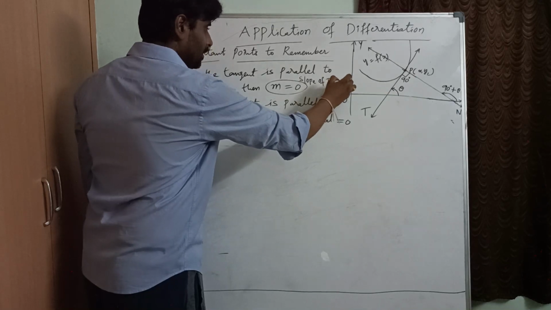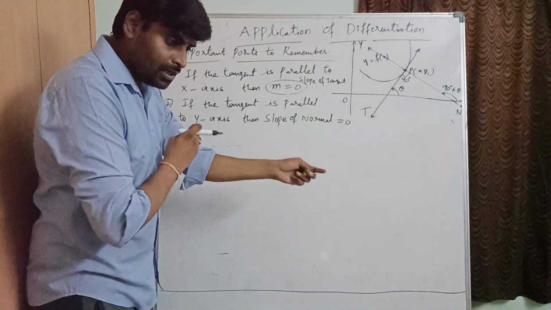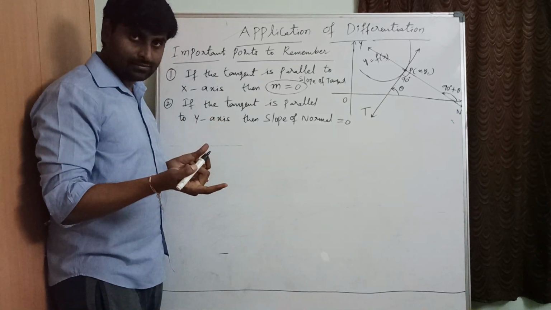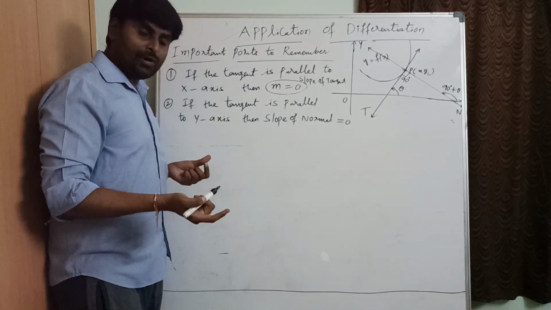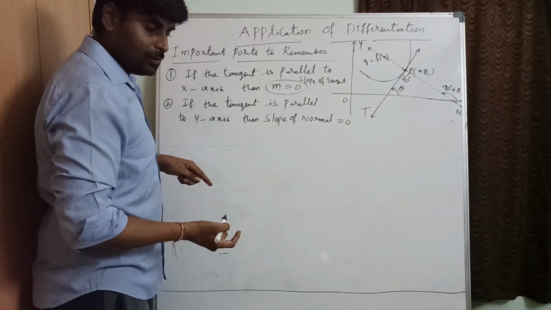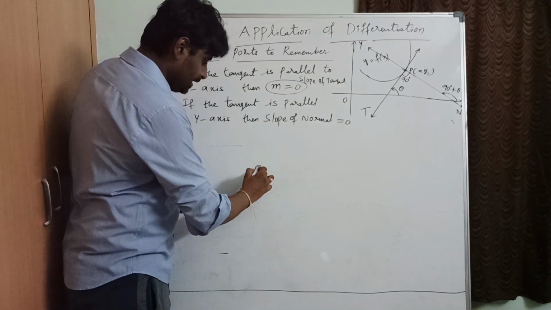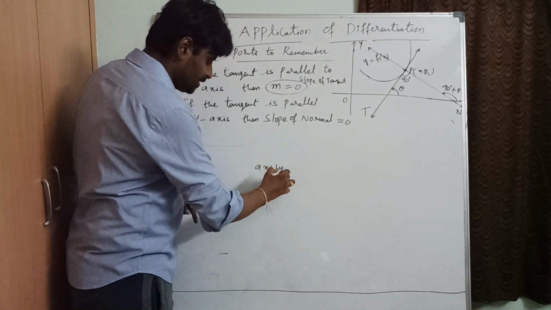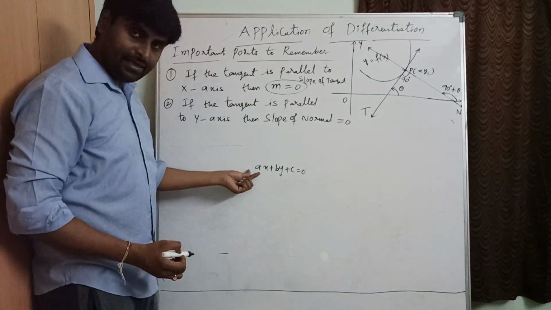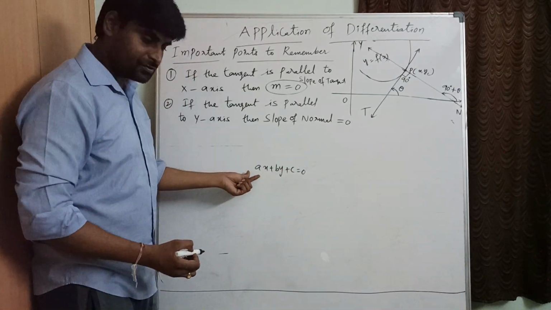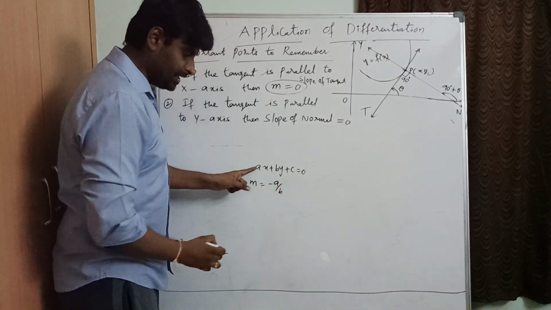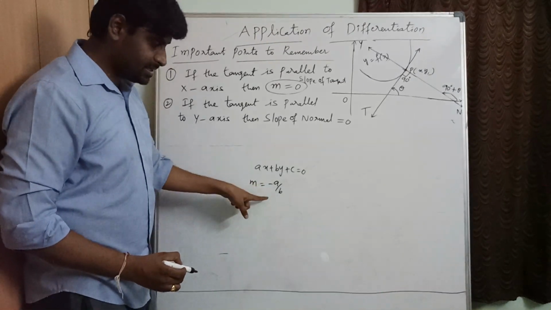Now sometimes it will be given that the tangent is parallel to one given line. So obviously the slope of the tangent is the slope of that given line, correct? For example, what is the slope of the line ax plus by plus c equal to 0? Generally, what is the slope of a given line? Minus x coefficient by y coefficient. So the slope will be minus a by b, correct or not? Generally the slope of any line we take like that.